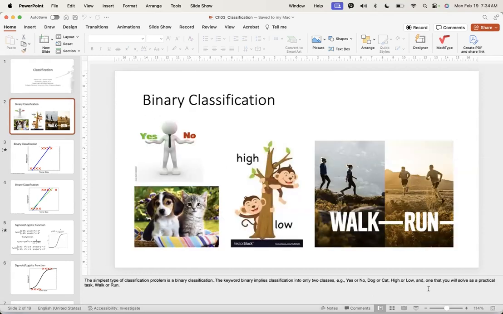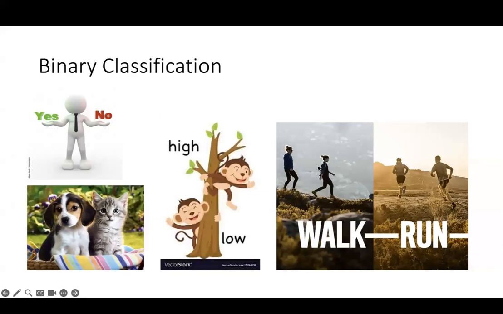Okay, so ang simplest of course is binary classification. Pag sinabing binary classification, is just simple yes or no, it's high or low, dog or cat, walking or running. So yan yung binary classification. And these are all called labels. So yes, no is a label, high and low are two labels, dog and cat are two labels, walk and run are also two labels.